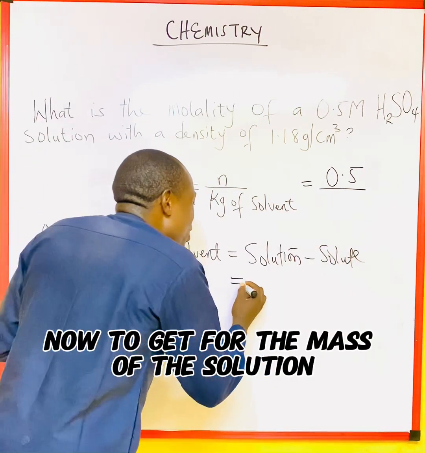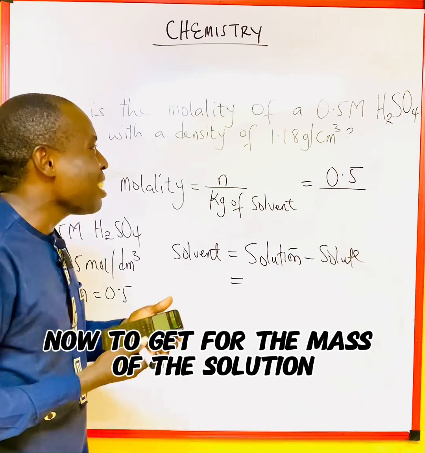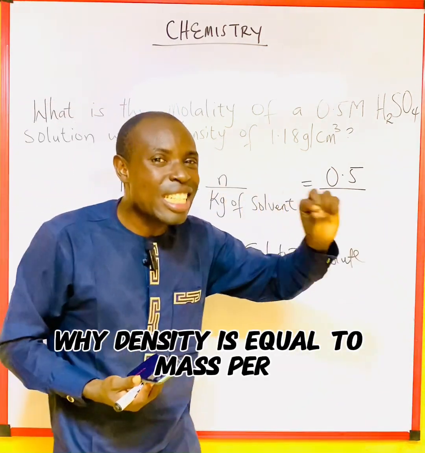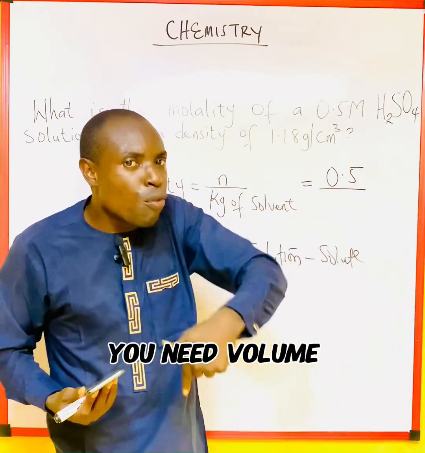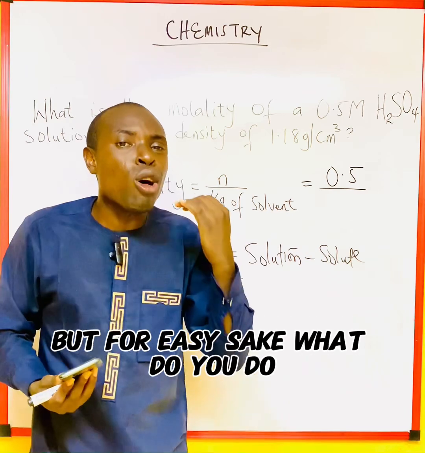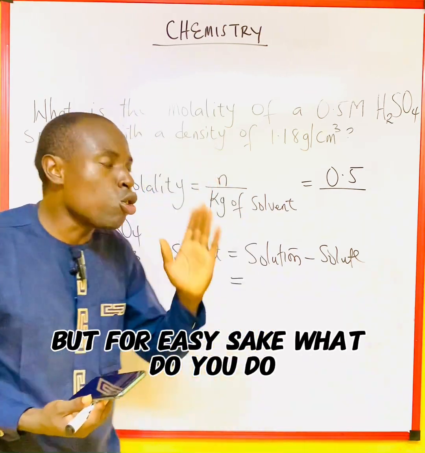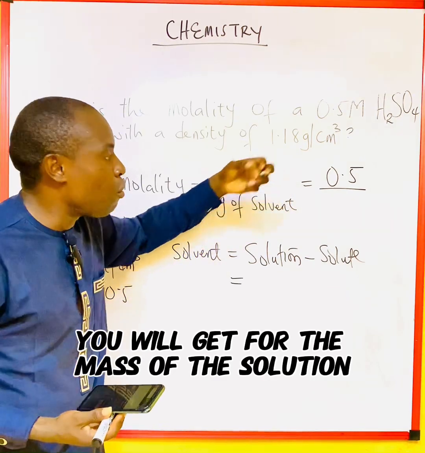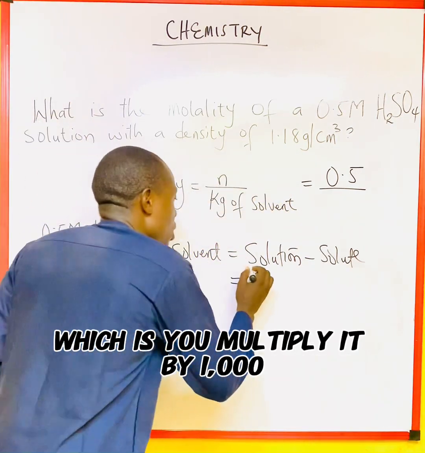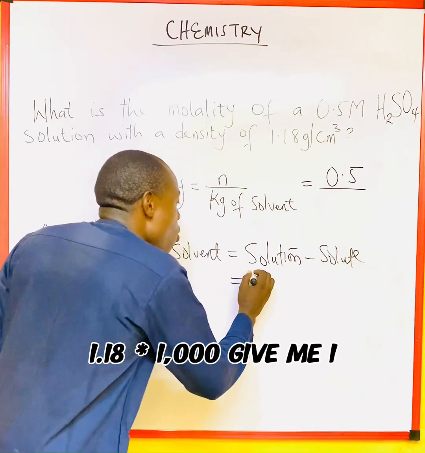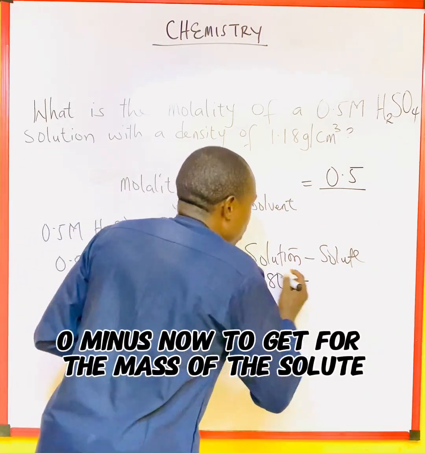Now, to get for the mass of the solution, take note, you get it from your density here. Why? Density is equal to mass per unit volume. So you make mass the subject of the formula. But for easy sake, just multiply this one by 1000. You will get for the mass of the solution, 1.18 times 1000, give me 1180 minus.